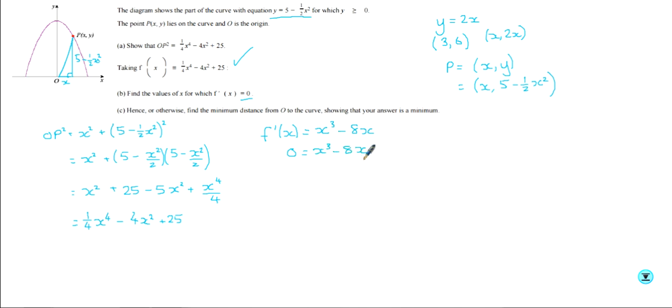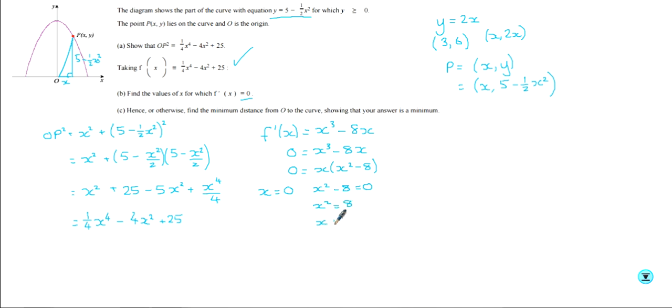Now I can see here that I can factorize. I can take x outside. So it's going to give me x squared minus 8, and that's going to be equal to 0. So I can get some solutions here. I can split these equations up, so x is equal to 0, and x squared minus 8 is equal to 0. Therefore x squared must be equal to 8.